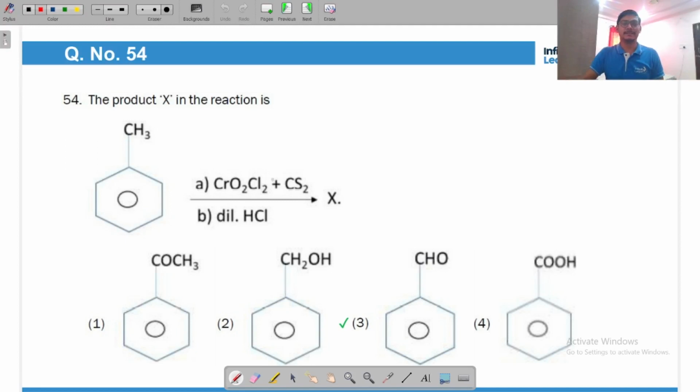The product X in this reaction is, of course, benzaldehyde because it is Etard reaction, in which toluene reacts with chromyl chloride followed by hydrolysis to give you aldehyde.